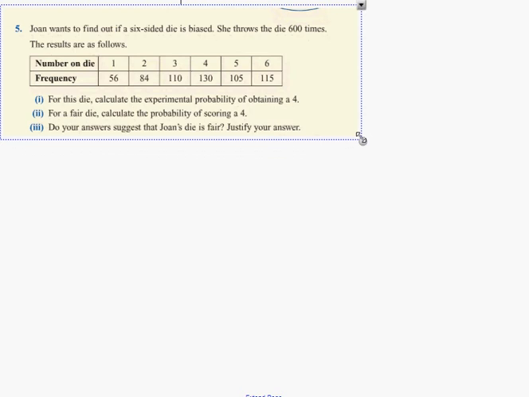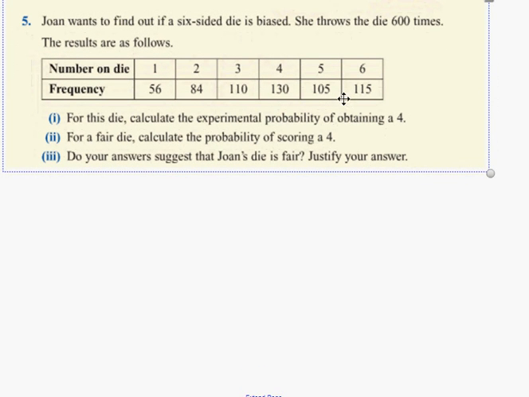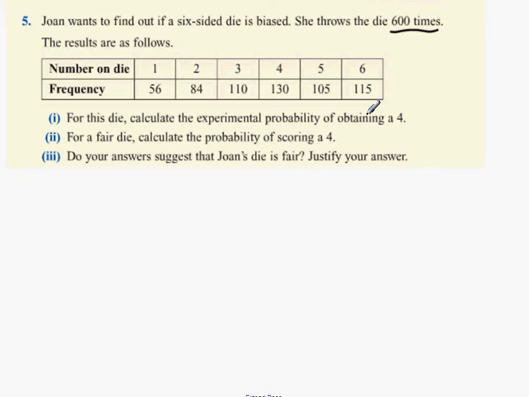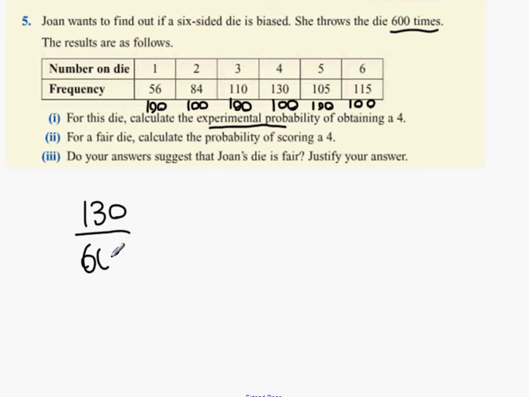Joan wants to find out if a six-sided dice is biased. She throws it 600 times. Is 600 times an adequate amount? Yeah. I'd expect that each one should turn up 100 times. So, for this die, calculate the experimental probability of obtaining a 4. Experimental probability means what happened according to your experiment. It is 130 divided by 600.